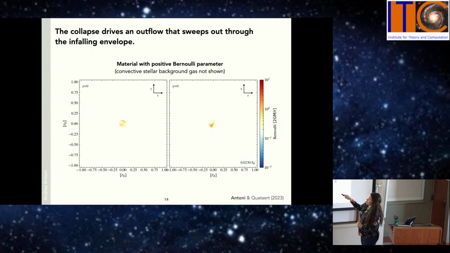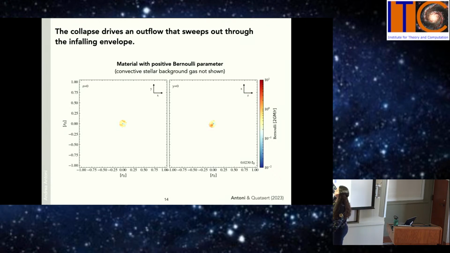This is another slice through that 3D domain, a smaller region than what I showed you in the last slide. There are two plots here because I'm showing two orthogonal planes, so you can get an idea of the shape of this outflow, whether it's totally spherical or not. What I'm plotting is the Bernoulli parameter in units of the local escape speed squared. If this ratio is very large, it means this material is very unbound to infinity. I'm only showing material with positive Bernoulli parameter.